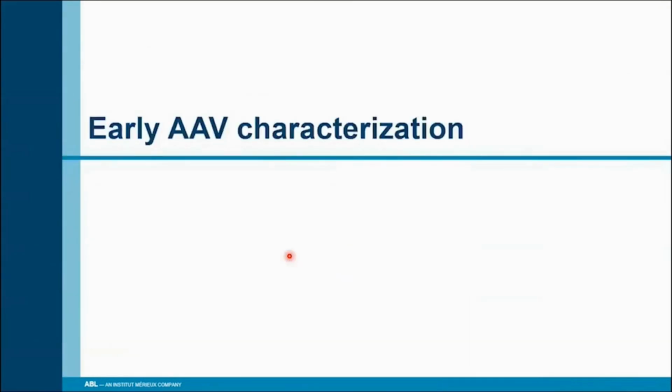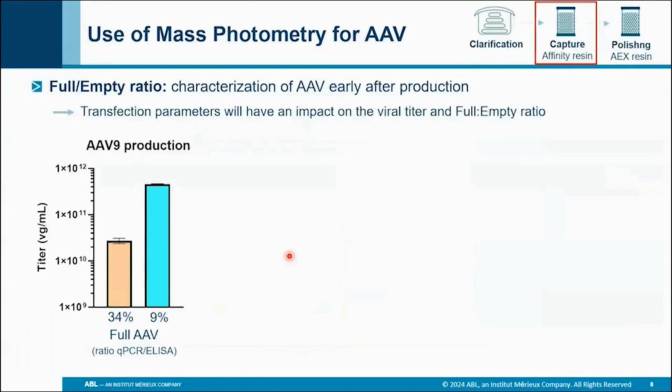Then let's talk about early AAV characterization. First of all, I need to mention that, at least in our hands, in order to use mass photometry to characterize our full/empty ratio, we need to have a sample that is a little bit purified. And for us, it's after the capture step purification, which is here an affinity chromatography. We tried to use lysates or clarified bulk, and it doesn't work because there are still a lot of contaminants.